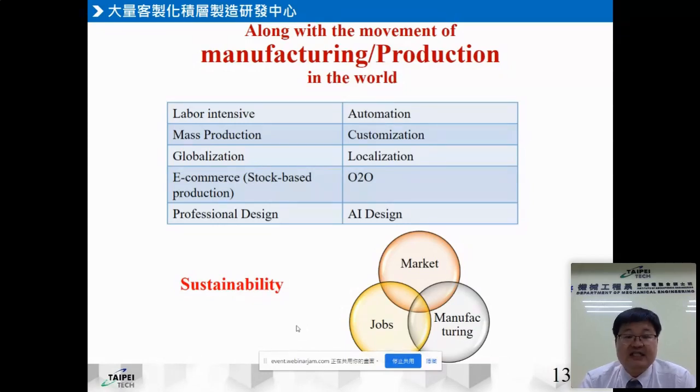Before, the jobs were not in their country, or perhaps only in China. But for countries like America, they are facing problems because the engineers don't have enough jobs to do. So they are trying to bring the jobs back to their country to overcome the social problem. So if we are thinking about the movement of manufacturing and production, it's not only for manufacturing and production, it's also for political reasons.